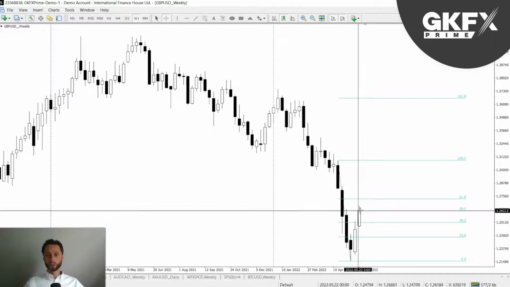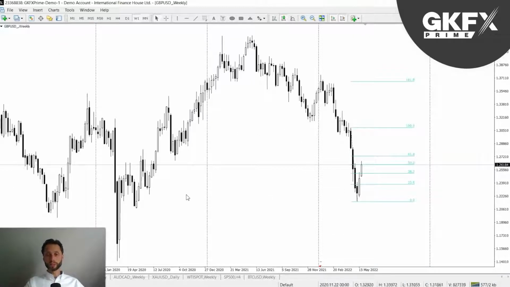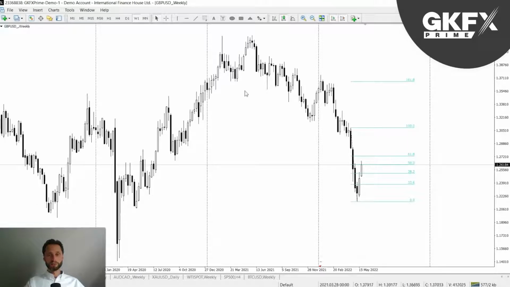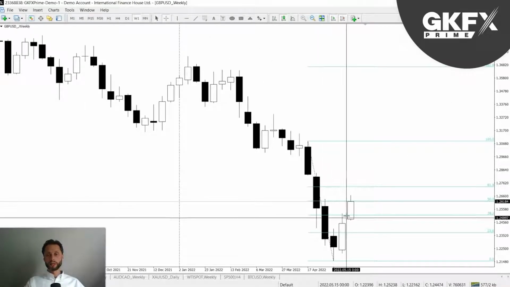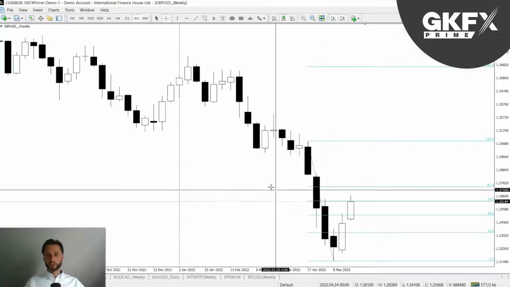The week closed bullish. So we had these two down candles, two up candles, and we can see that this is part of the bigger retracement of this very big move. And now we are retracing back up after having 4 weeks of downwards movement.